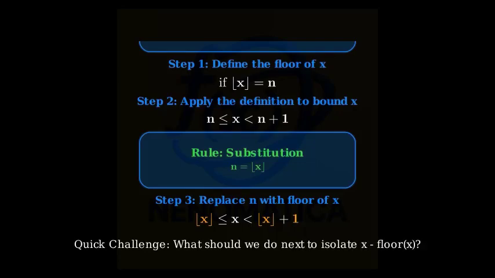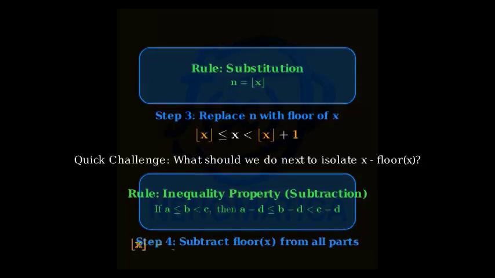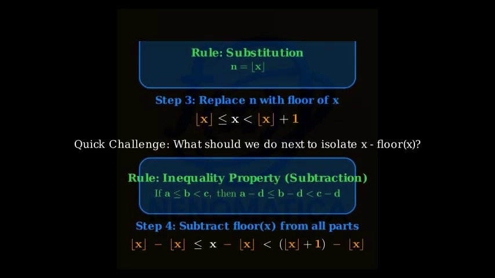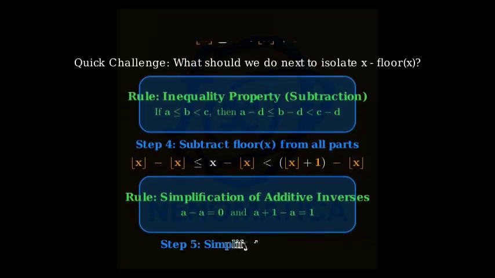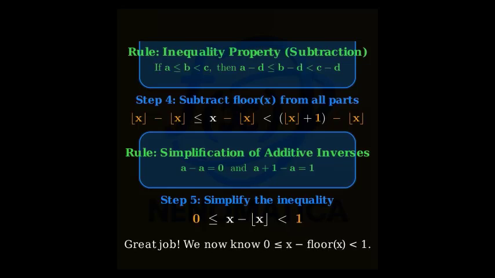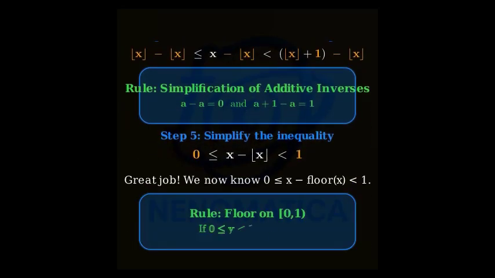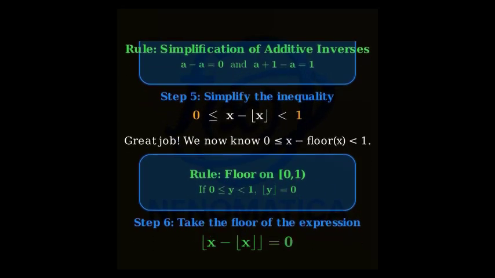Step 4. Subtract the floor of x from every part of the inequality to isolate the expression x minus the floor of x. Step 5. Simplify each part. The left side becomes 0, and the right side becomes 1. Therefore, 0 is less than or equal to x minus the floor of x, which is less than 1. Step 6. If a number lies between 0 inclusive and 1 exclusive, its floor is 0. Therefore, the floor of x minus the floor of x equals 0.